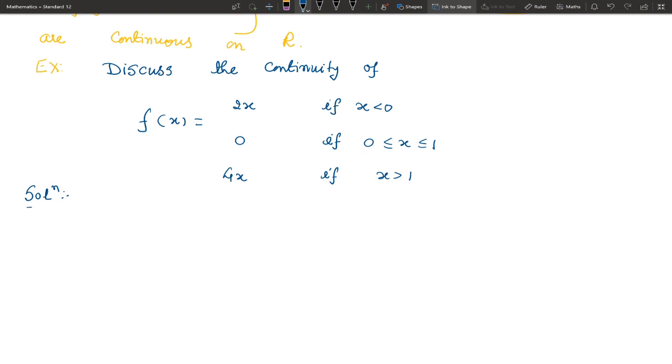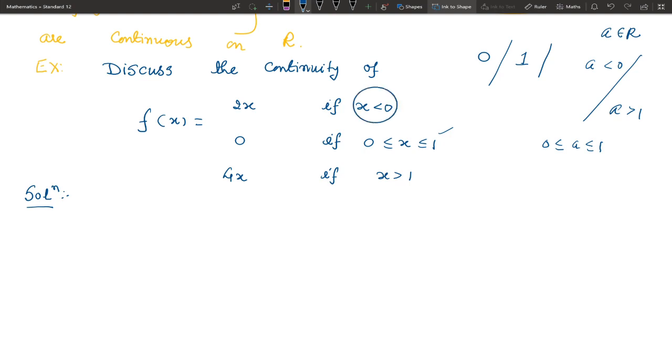So you note that here, from the definition, junction points are 0 and 1. So specially we will check continuity for 0. Similarly at 1, then we take a belongs to R arbitrary, and we will check the continuity for a less than 0 and a greater than 1. Also in the case of 0 less than or equal to a less than or equal to 1. So total 5 cases are there. You note that. First we will check continuity for 0.